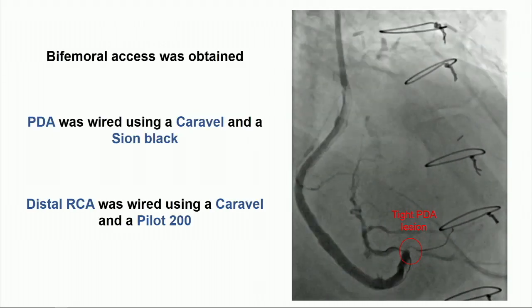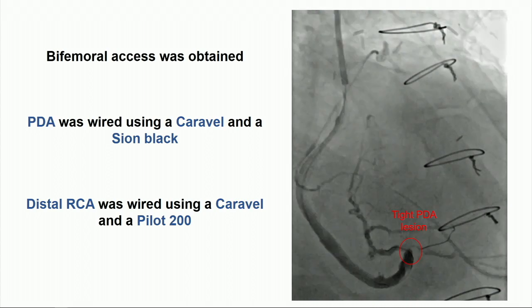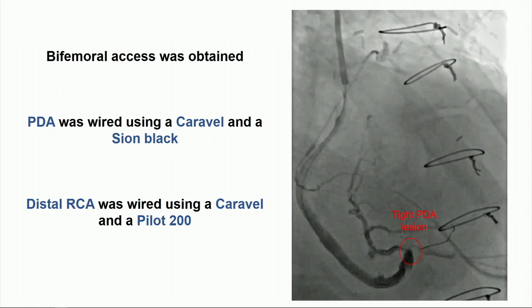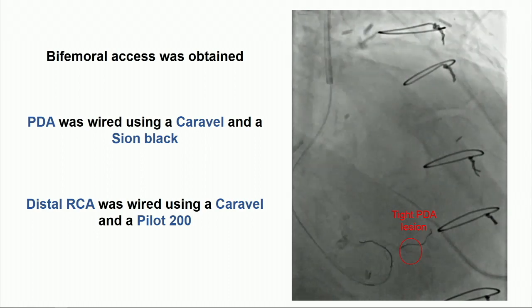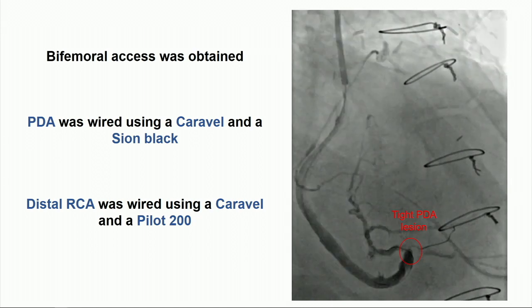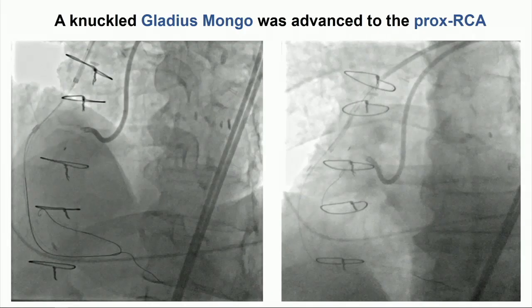We gained bifemoral access, and we were able to wire both the distal RCA and the PDA. As we already mentioned, the PDA had a tight lesion at the point of the SVG anastomosis. So we decided to perform a reverse CART, and this is why we advanced retrogradely and knuckled a Gladius Mongo all the way subintimally to the proximal RCA.